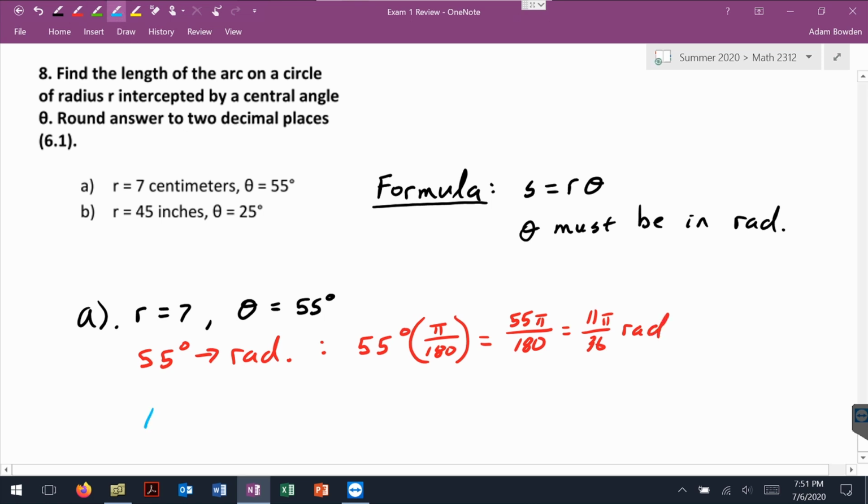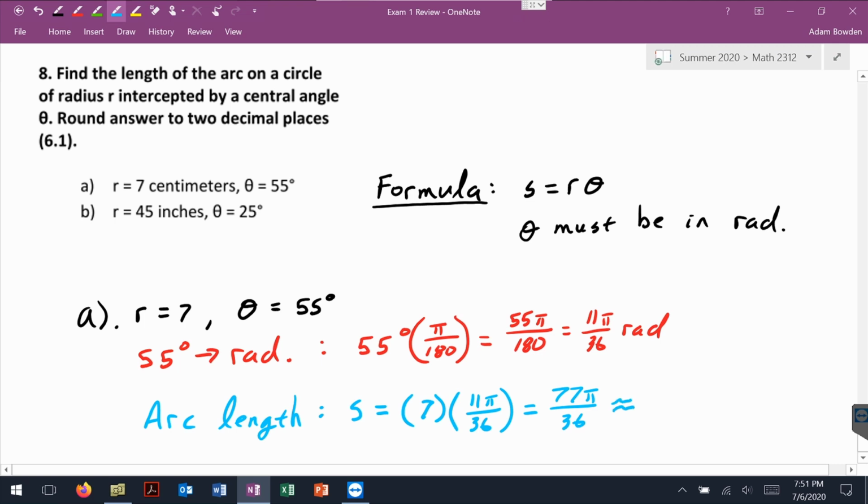And then we can calculate arc length by the formula. So it would go S equals r, 7, times theta, 11 pi over 36. And that's going to be 77 pi over 36. But I went ahead and threw that in the calculator and rounded it to the nearest 2 decimal places to get 6.72. It's also important to recognize this is length in centimeters. So 6.72 centimeters.